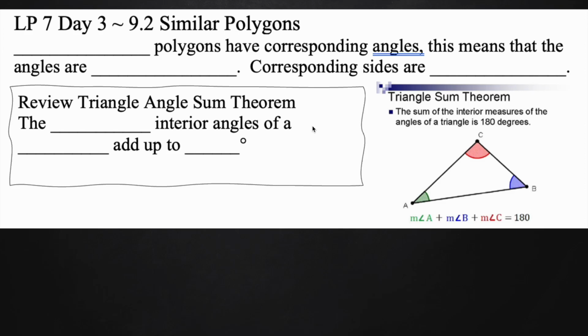In this video, we're going to take a look at similar triangles and how the corresponding angles and corresponding sides work together. We're going to review the triangle angle sum theorem because this is something that we're going to have to use in this topic.